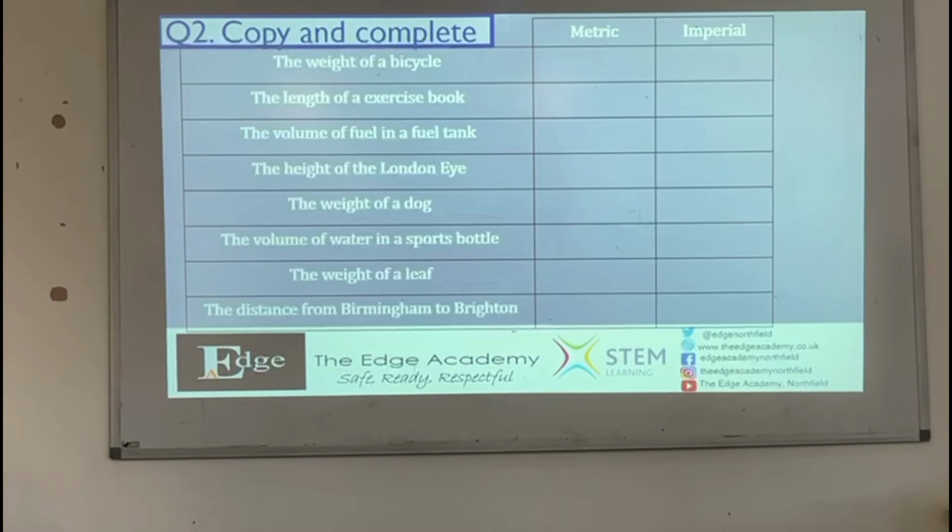So the weight of a bicycle. So a bicycle, if it was quite heavy, maybe it could be in kilograms. If it was one of these really expensive bikes, maybe it could even be in grams. So that would be the metric. The imperial could maybe be stones, maybe it could be ounces and pounds. So pause the video and have a go at that.